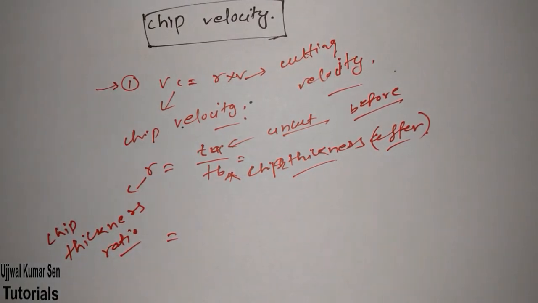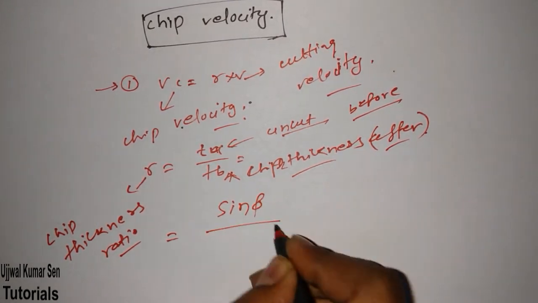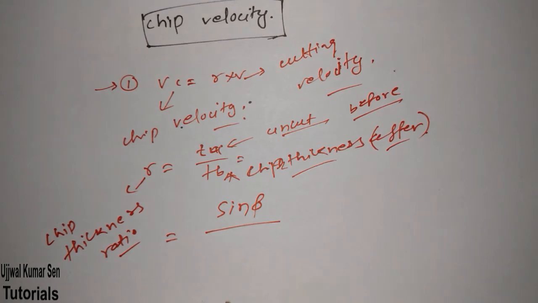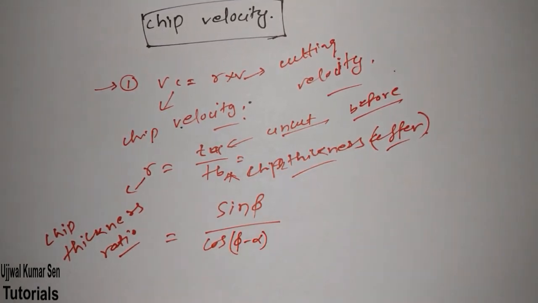There is another formula to find the chip thickness ratio, that is r equals sine phi by cos of phi minus alpha, where phi is the shear angle and alpha is the rake angle. So this is the formula we are going to use to solve the questions already asked in GATE, and I'm not going to use any other thing.